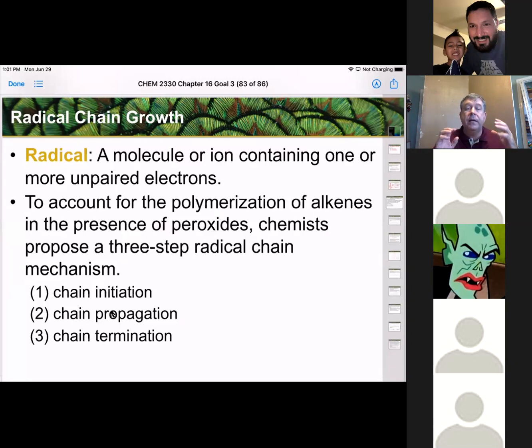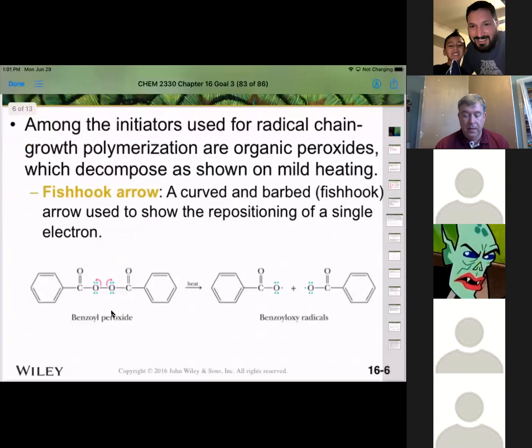Most of the time we create these first radicals with the presence of a peroxide. And peroxide just means you have an oxygen-oxygen bond, which is easy to break homolytically. So each oxygen takes the same number of electrons away, so they break that sigma bond, generating 2 single electrons. All right, so let's take a look at that.